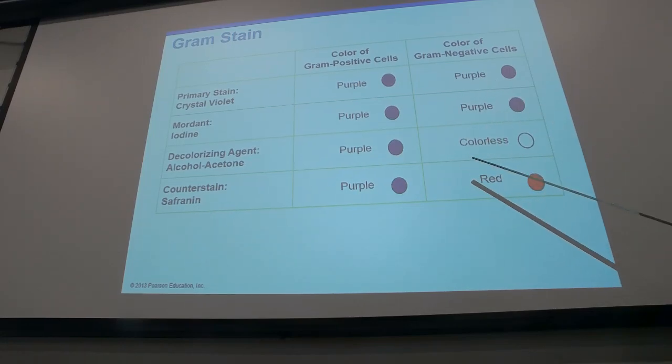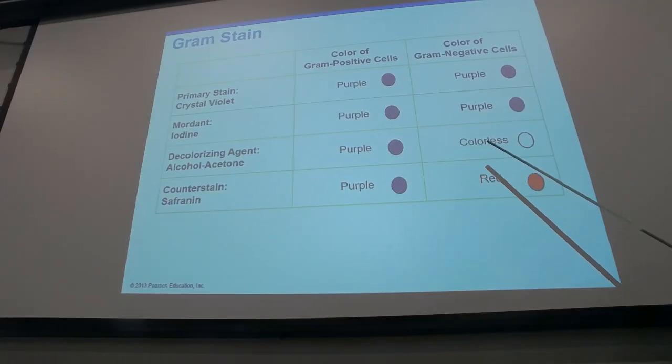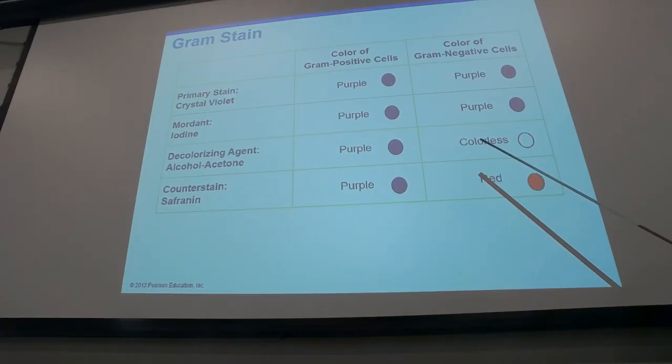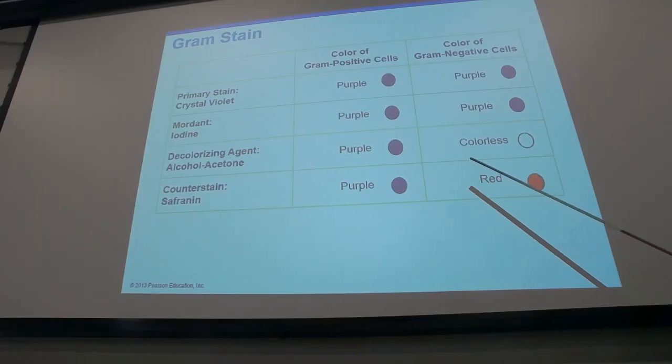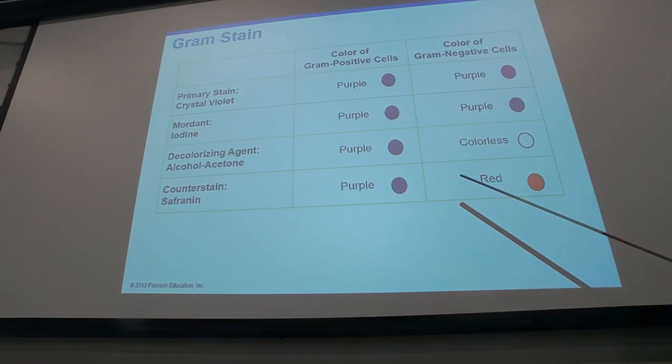This technique, if it's well done, will not take more than 5 minutes. And you use 1 or 2 minutes more to observe it under the microscope. And then you can tell, let's say if the specimen was cerebrospinal fluid, whether the person had a bacterial infection with gram-positive or gram-negative bacteria.